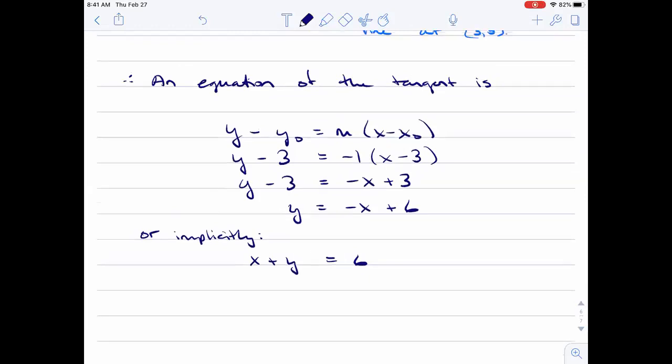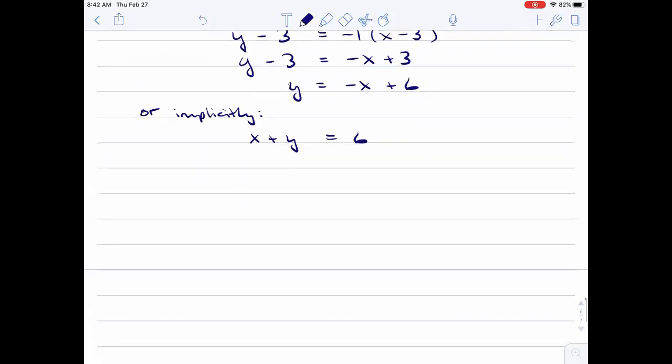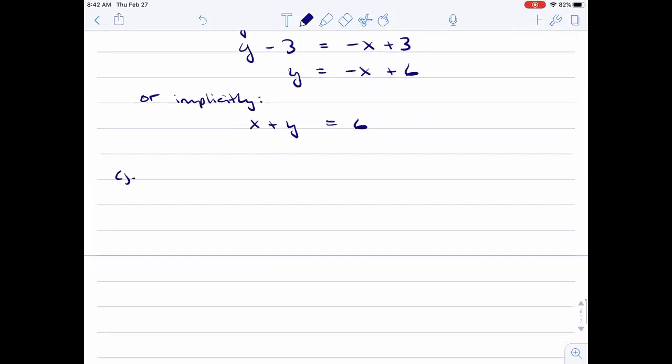And now part C says we want to find at what point in Q1, the first quadrant, is the tangent line horizontal?